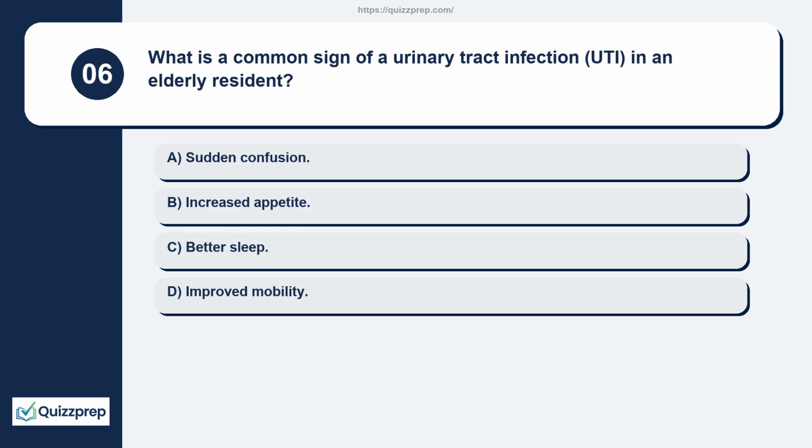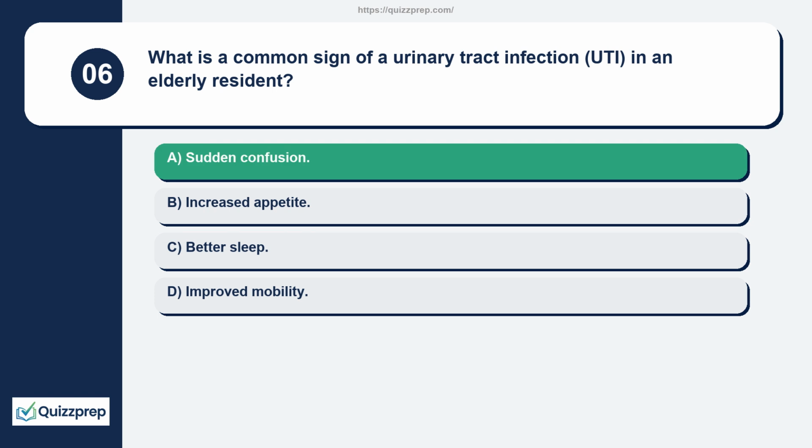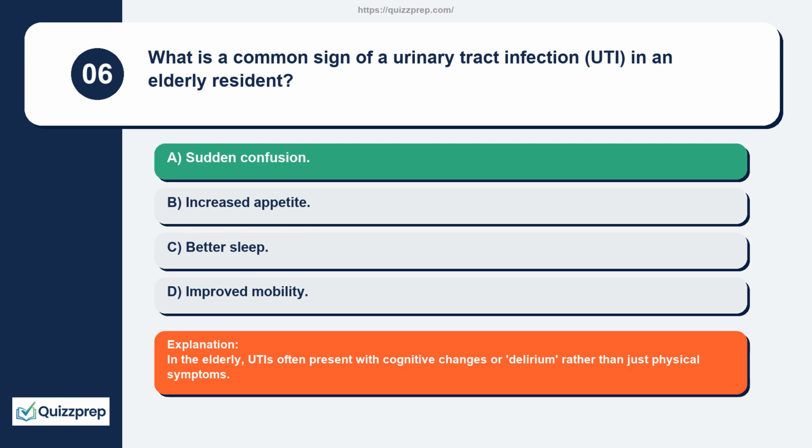Question 6. What is a common sign of a urinary tract infection, UTI, in an elderly resident? Sudden confusion, increased appetite, better sleep, improved mobility. In the elderly, UTIs often present with cognitive changes or delirium rather than just physical symptoms.